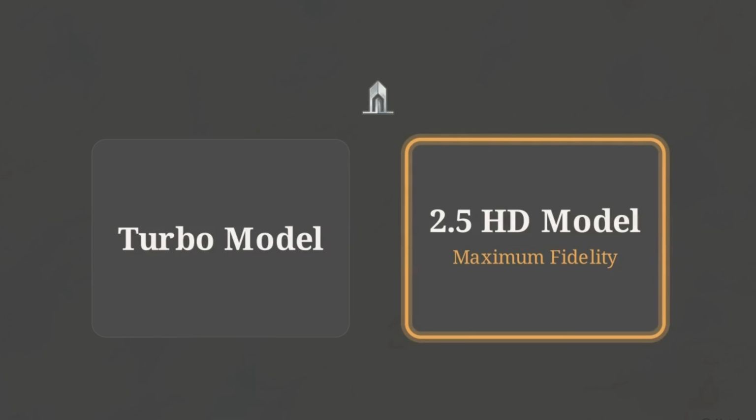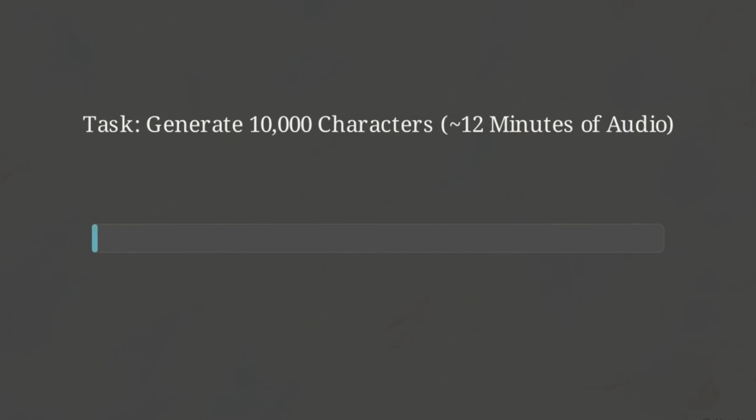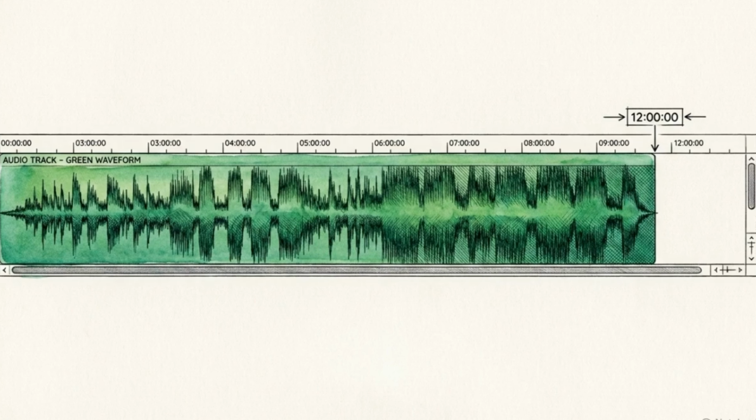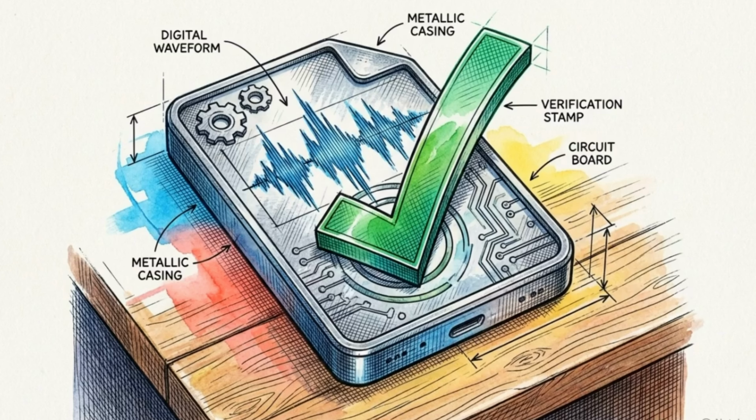For creators producing high volume on a consistent schedule, Minimax is the long-form workhorse. This matrix shows a critical choice. You must actively select the 2.5 HD model over the default turbo model for maximum audio fidelity. It is noticeably slower to process, but for long YouTube essays, enduring that wait time is crucial for listener retention. Minimax limits free tier accounts to 10,000 characters per generation. In practice, that yields roughly 12 minutes of continuous, usable audio.